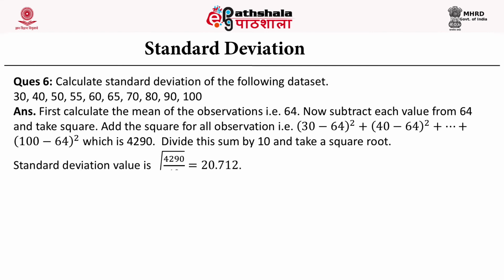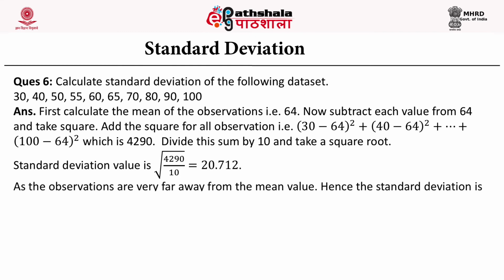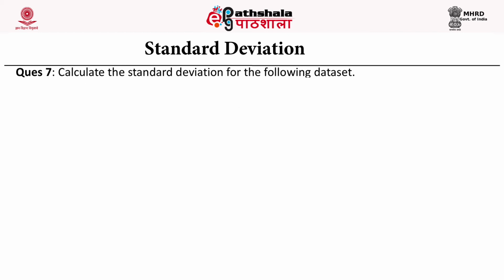So subtract each observation from 64 and take the square, then add the squares of all the observations, and it comes out to be 4290. Now divide this sum by 10 and take the square root. So the value of the standard deviation is 20.712. As the observations are very far away from the mean value, the standard deviation comes out very high.